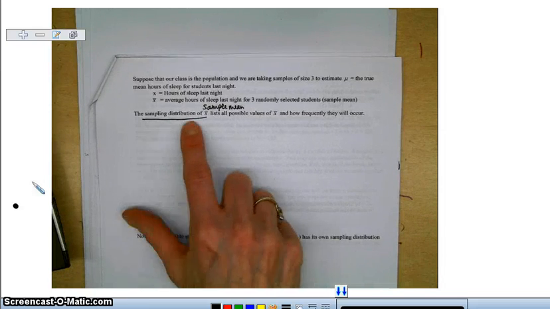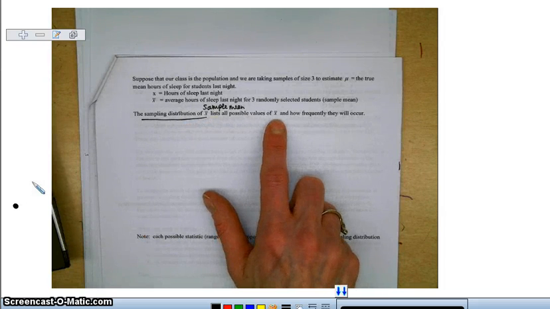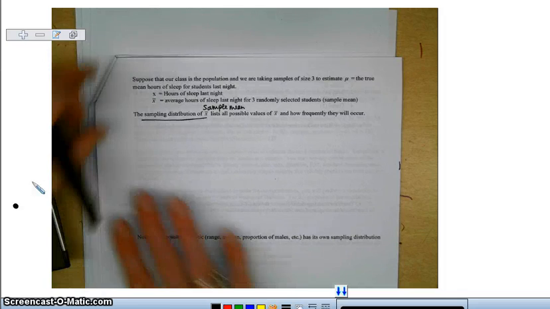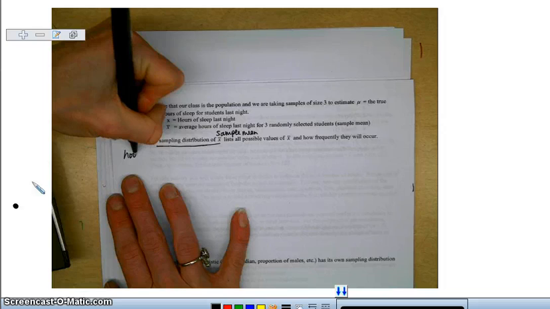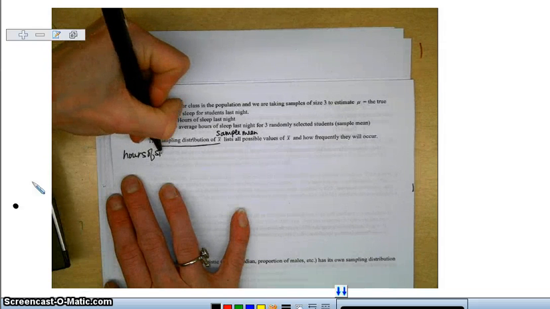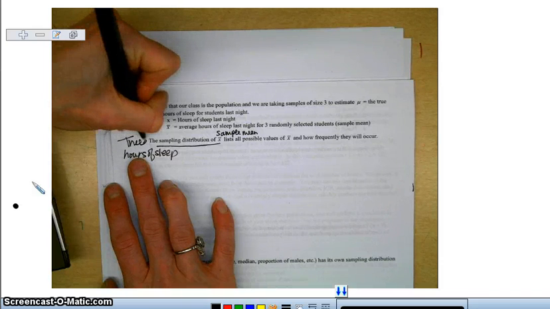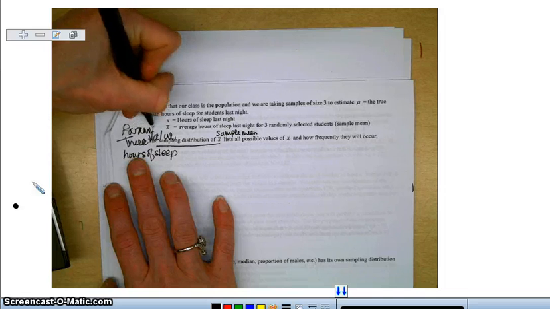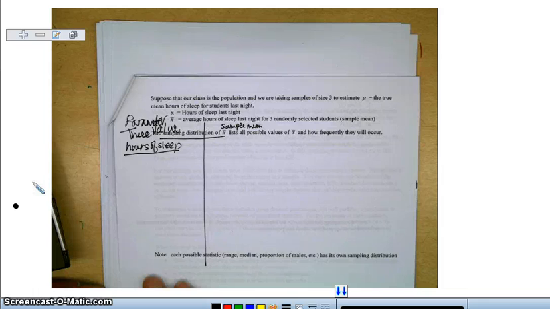So the sampling distribution of the sample mean lists all the possible values of the sample mean and how frequently they will occur. So, how many students do we have in here right now? I think we have 9. Let's just list, just by starting, this is the hours of sleep last night. This is our true value over here. True value, this is going to be our parameter over here. Okay, so our parameter, the true value for the hours of sleep for everybody.